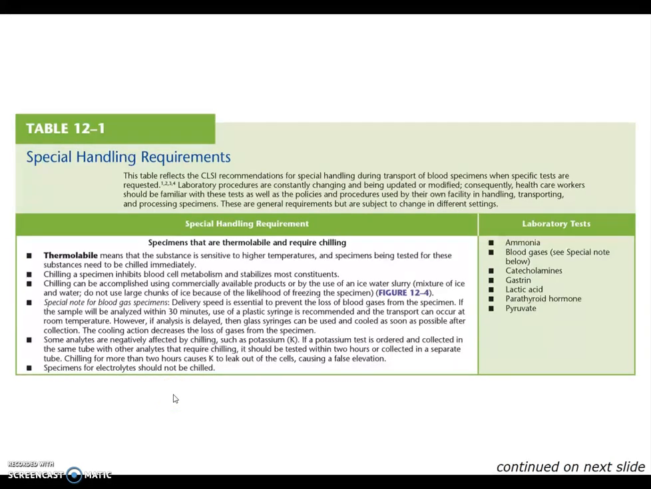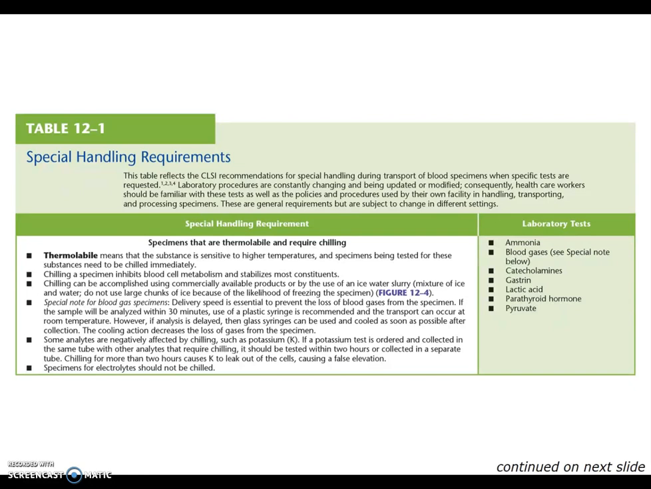Please reference Table 12/1. This is what's called thermolabile, which means that the substance is sensitive to high temperatures, and the specimen being tested for these substances needs to be chilled immediately. Chilling a specimen inhibits blood cell metabolism and stabilizes most constituents. Please be aware we do not want to use large chunks of ice. We're going to do what's called an icy slurry, which is a mixture of ice and water.